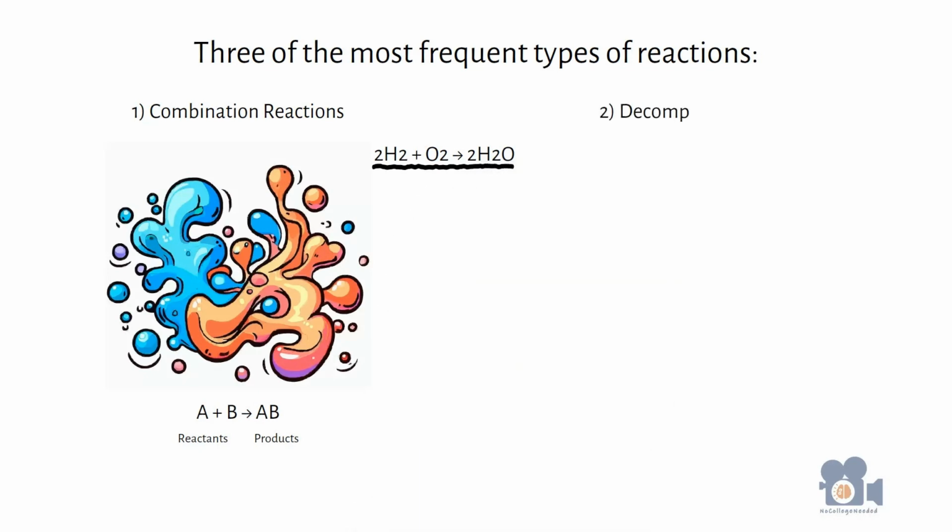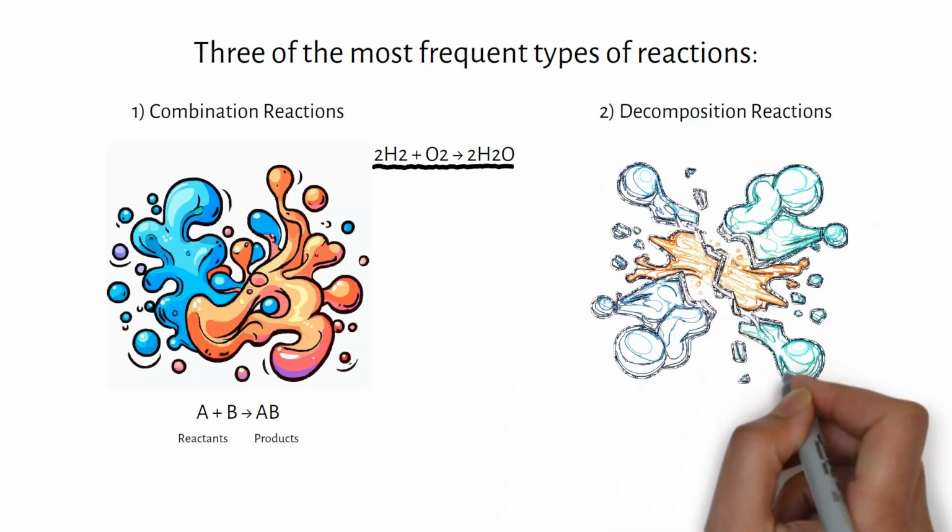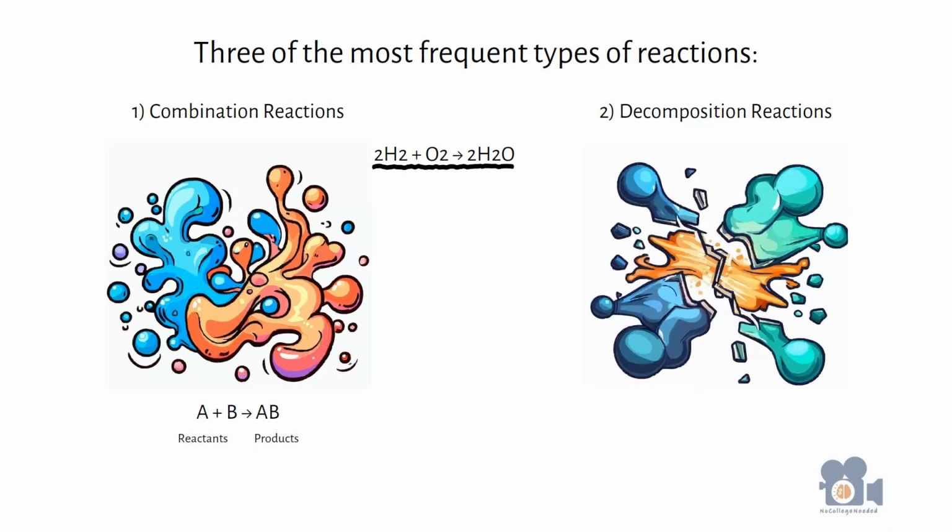Decomposition reactions are the opposite of combination reactions and are a type of chemical reaction in which a single compound breaks down into two or more simpler substances. In other words, the reactant decomposes into two or more products. The general equation for the decomposition reaction can be represented as follows: AB going to A plus B. In this reaction, AB is the reactant, and A and B represent the products. The reaction is often endothermic, meaning that it requires energy in the form of light or heat.